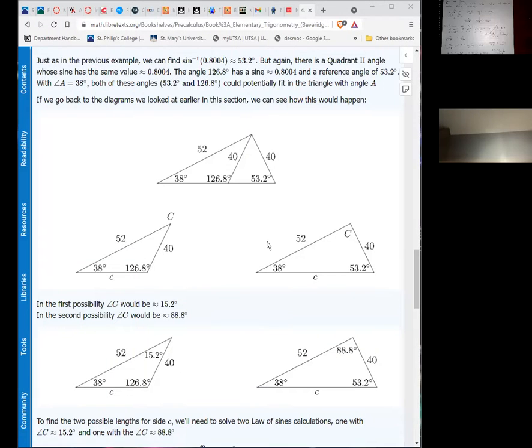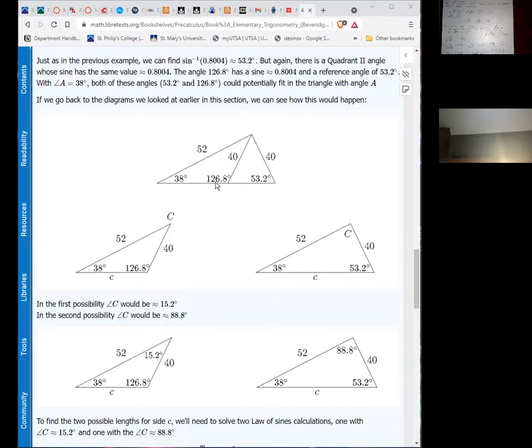Okay. Now here's a random example. So when using law of sines, can you see this? So let's say we were solving for this triangle, right?